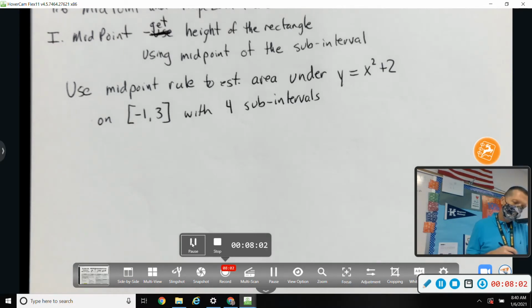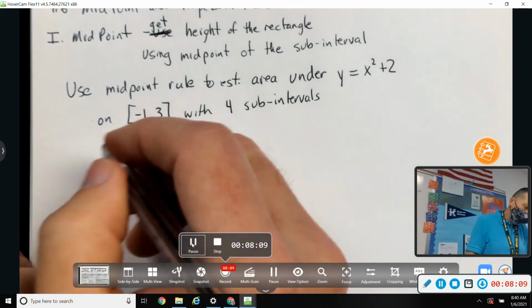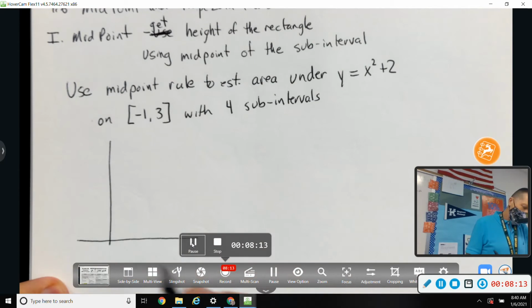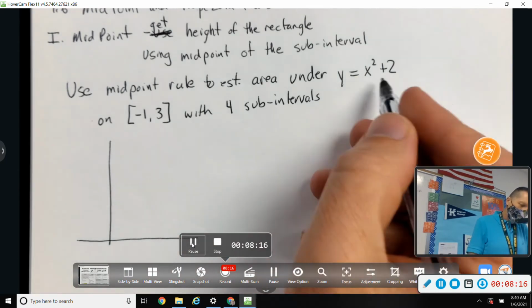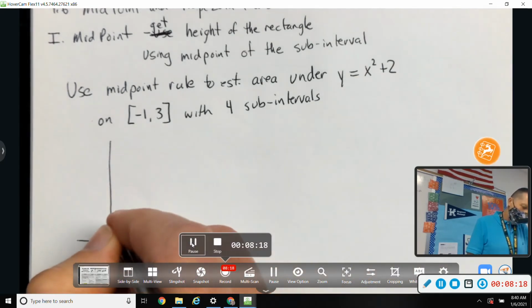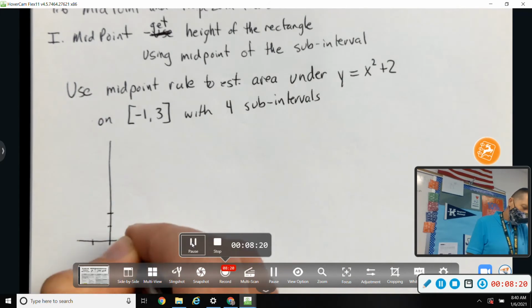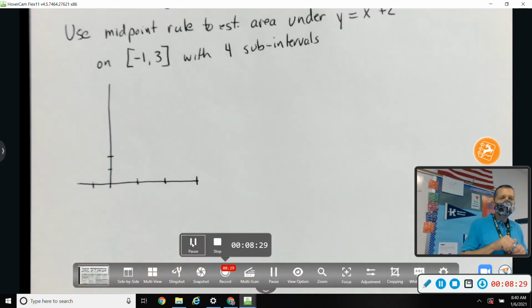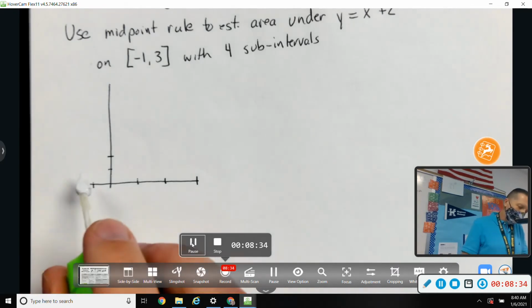Okay, well, let's draw the picture of the parabola on -1 to 3, shade in the area so we at least know what we're approximating here. Okay, x squared plus 2. I want to make my x intervals kind of wide because I'm going to need to use the midpoint of them as well.